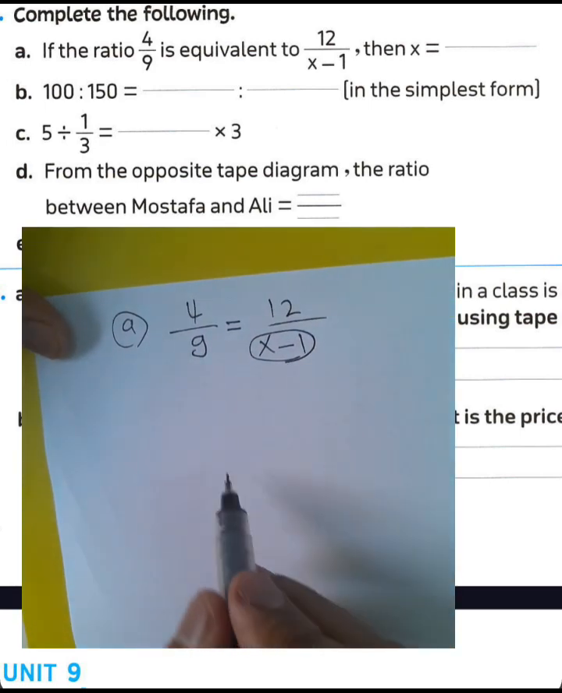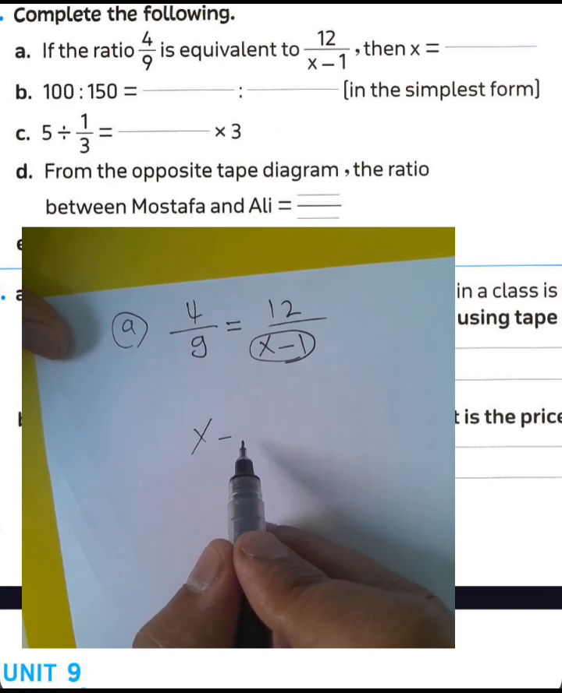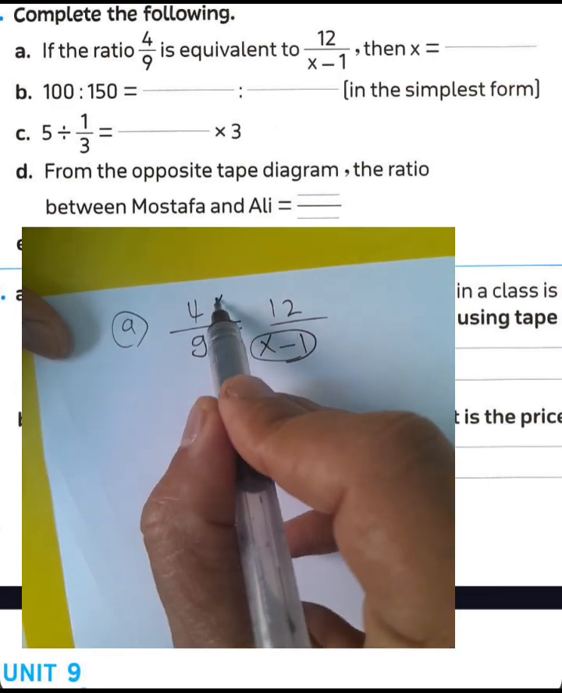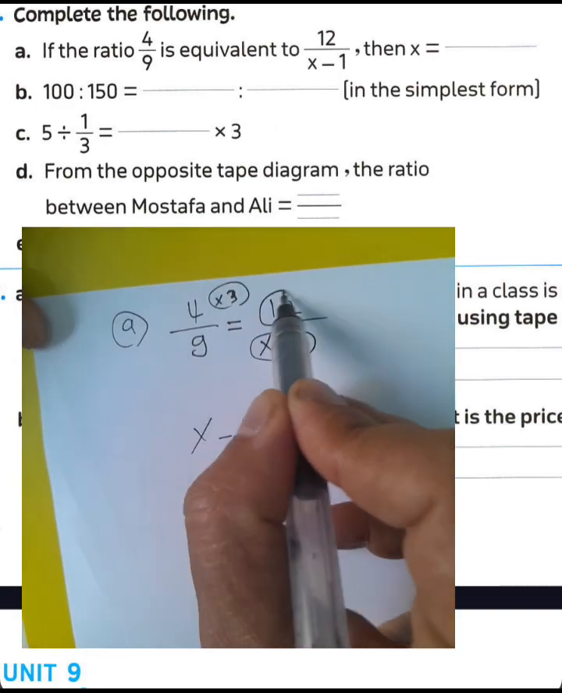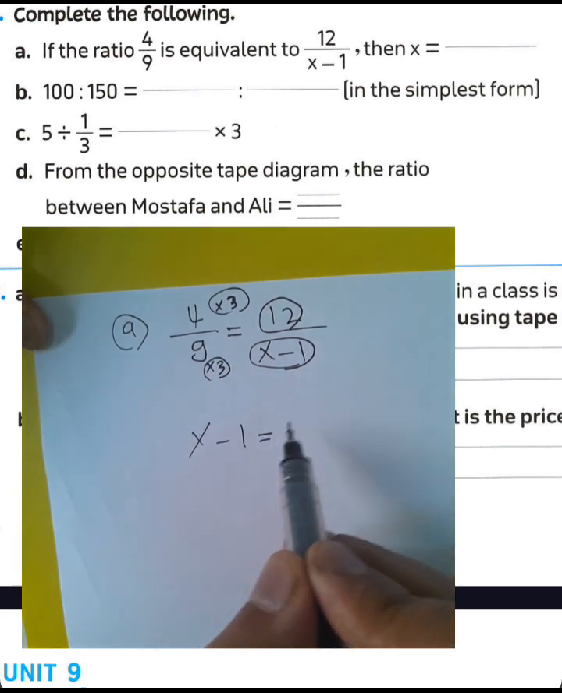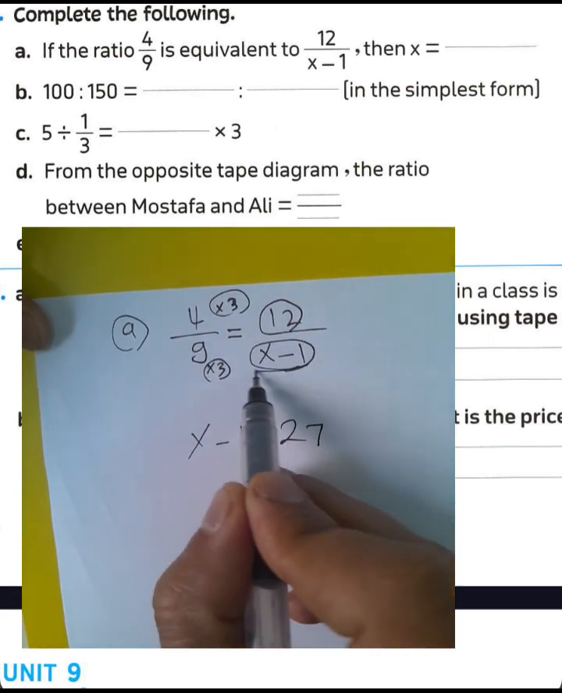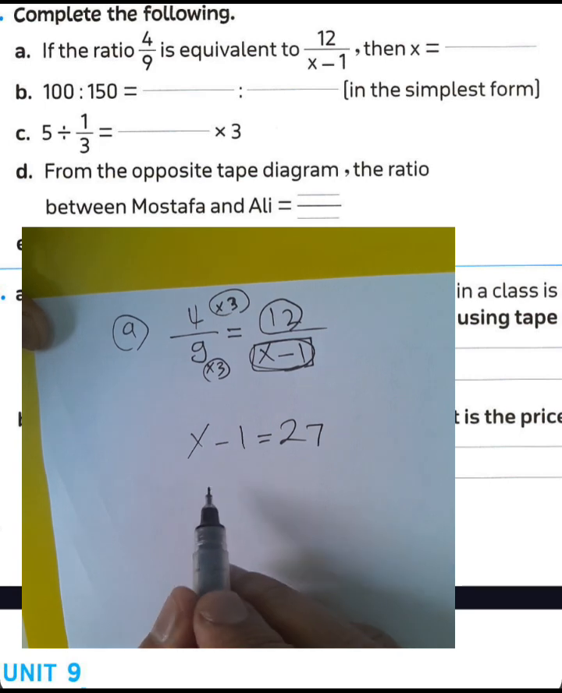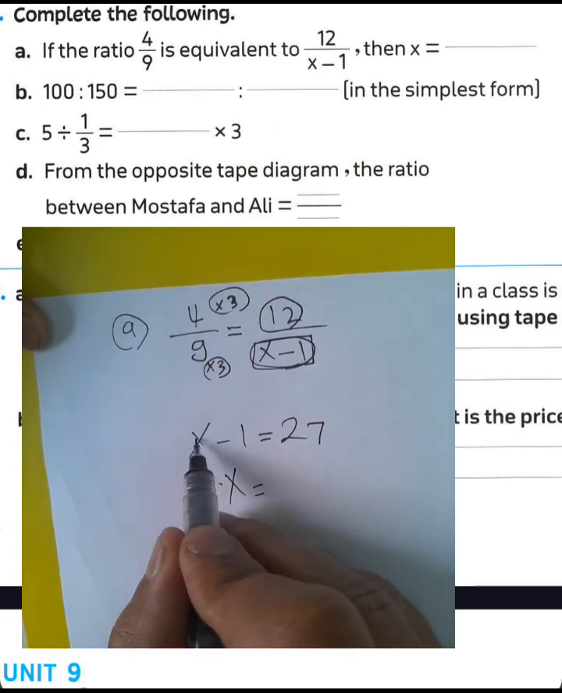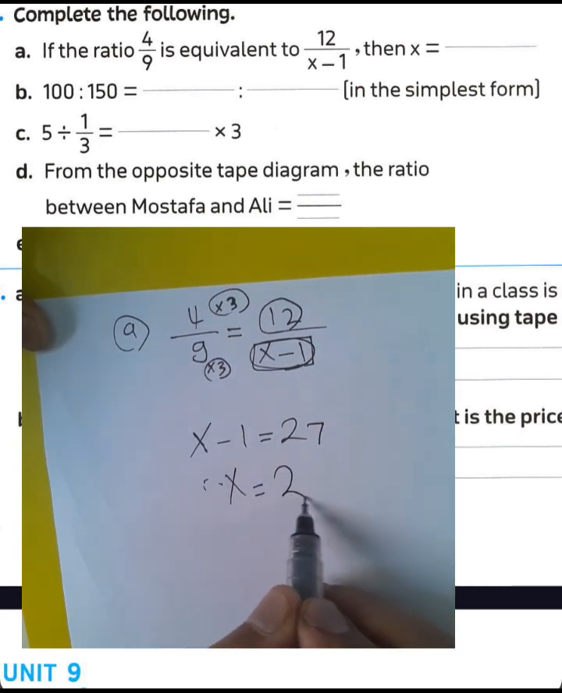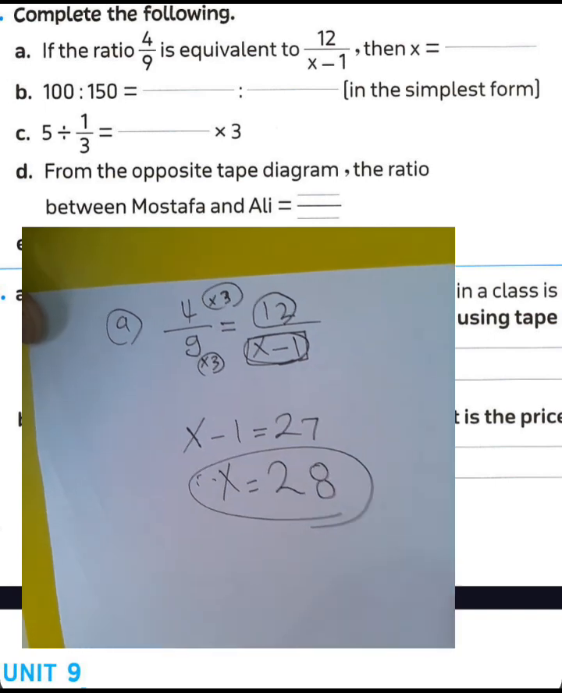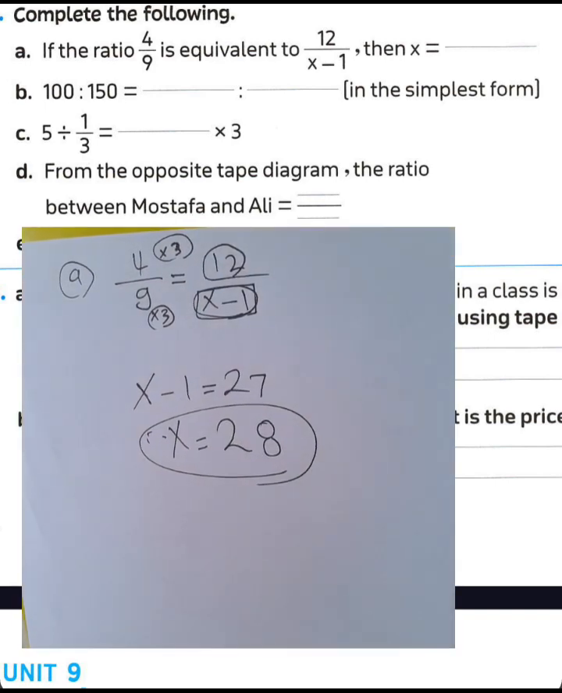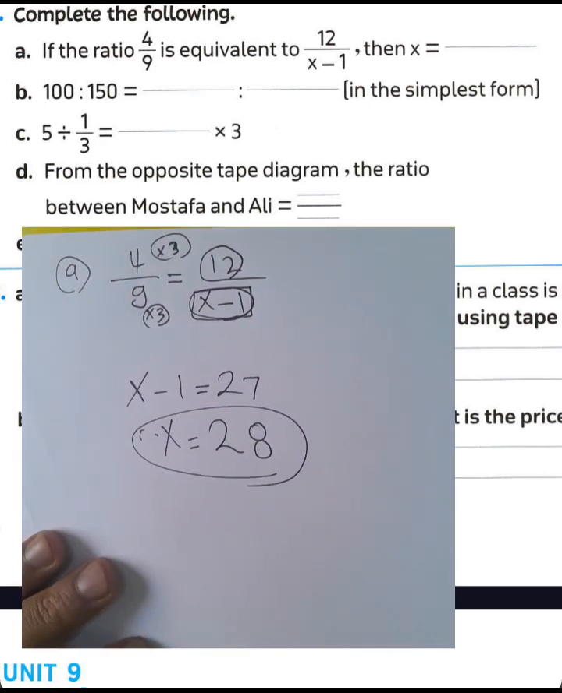We can use the rule, the product of extremes equals the product of means. Or 4 times 3 equals 12. Then 3 times 9 equals 27. Then this number here, you must write 27. Then the value of x, it will be what? x minus 1 equals 27, then x will be 28. This is the value of x. Okay, it was question letter E, write 28.